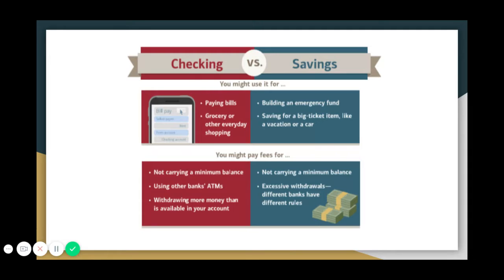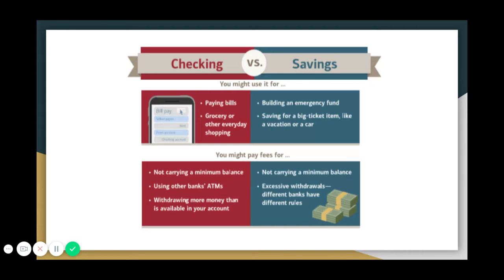Your checking account is used for paying things like your bills, your grocery bill, and other everyday shopping. Whereas your savings account is really for building that emergency fund and saving for a big ticket item like a vacation or a car. Each one of them does carry the risk for some fees.